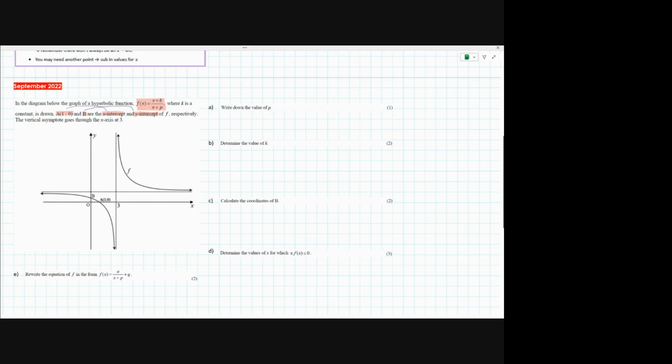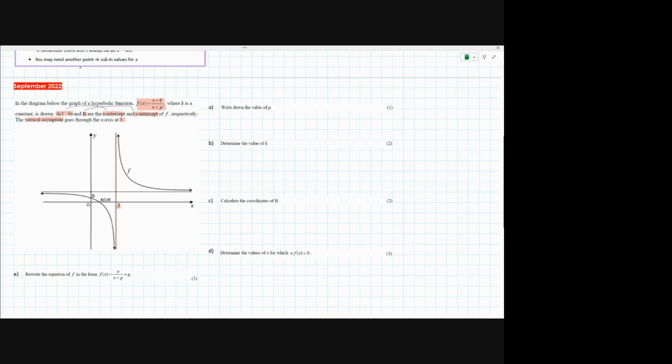You can obviously see that on your diagram, but respectively means go in the order. It then also says that the vertical asymptote goes through the x-axis at 3. So we've got a vertical asymptote, and we know that's at 3, and this is shown to us on our diagram. Beautiful line that I've drawn there. We do know that we have a horizontal asymptote, I just don't know where that is just yet. Right, so let's get into the questions.